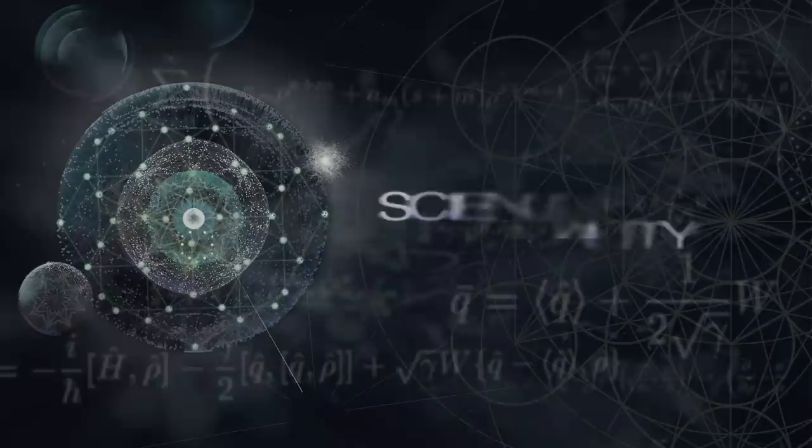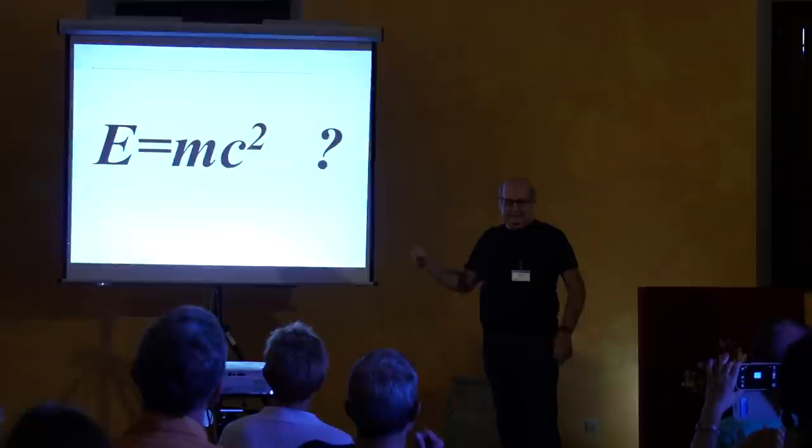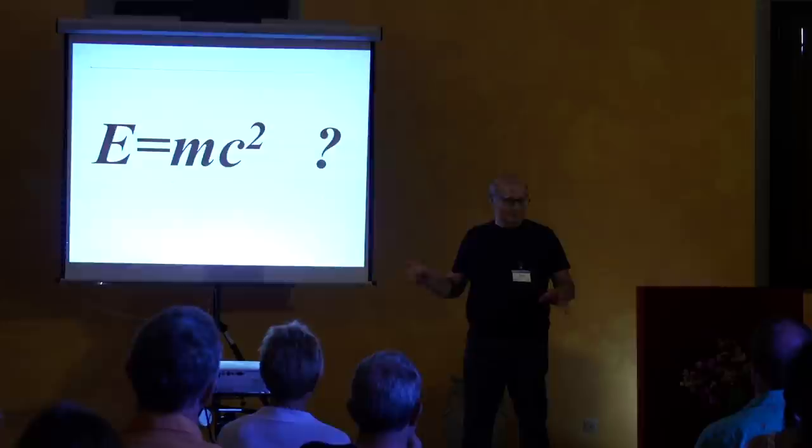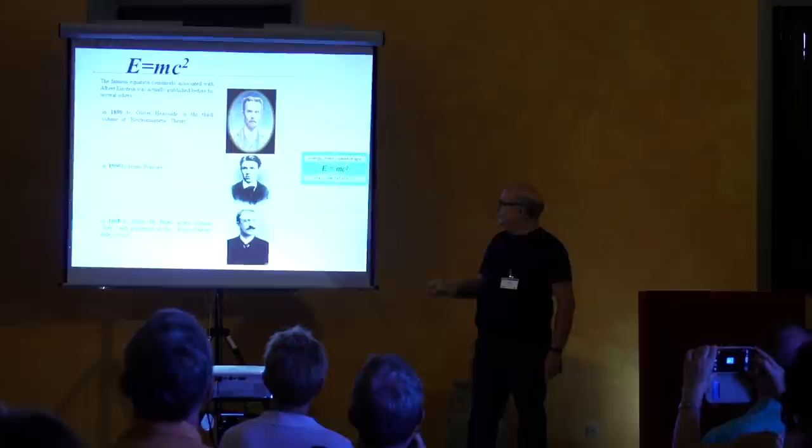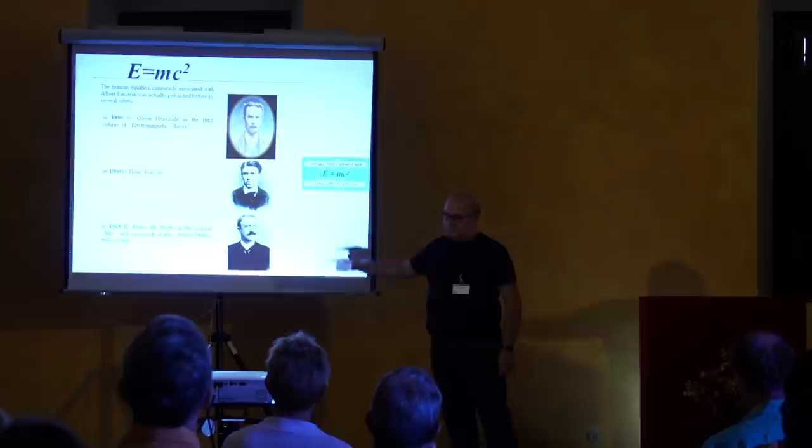I think that everyone knows this equation. And do you know who is the person that Einstein, you would say, well, you can move on. The first man who published this equation was Oliver Heaviside in his electromagnetic theory. Then Henri Poincaré and Olinto de Preto, who also registered this equation.